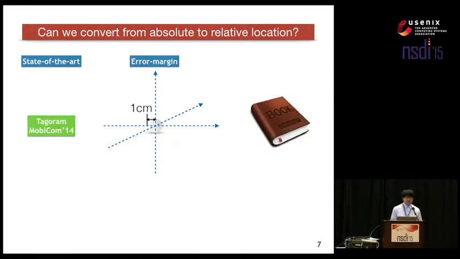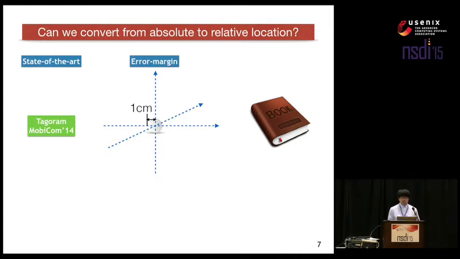Finally, let's look at Tagoram. This scheme uses a hologram to estimate the location of a mobile tag at 1 centimeter level accuracy. This accuracy basically could reflect the relative order of books with high accuracy. However, this scheme requires rigid calibration of RFID devices.